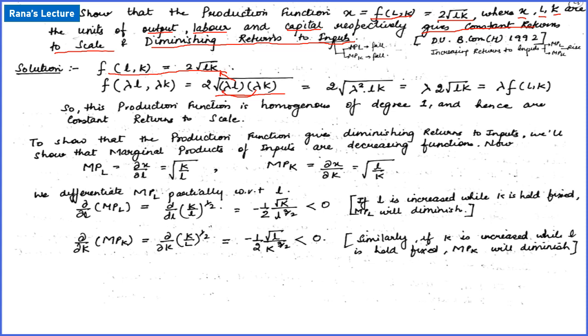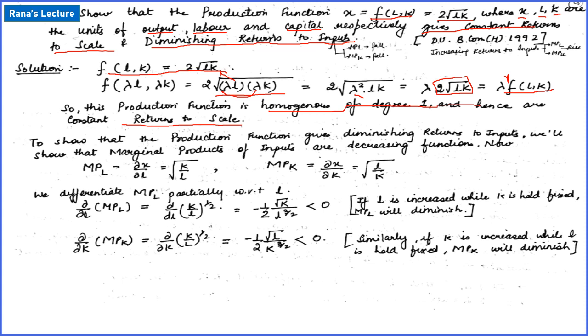Take it out from the square root, we get lambda 2 under root LK. You find out that this is similar to the original function. So this is lambda F, function of labor and capital. You see the degree is 1. The degree is 1. So this production function is homogeneous of degree 1, and hence it is giving us constant returns to scale. So the degree of the function helps us to determine the returns to scale, right?